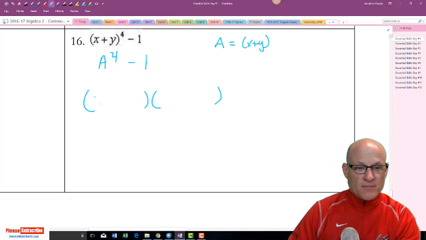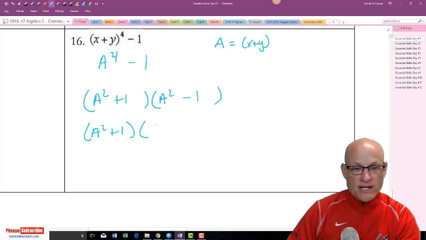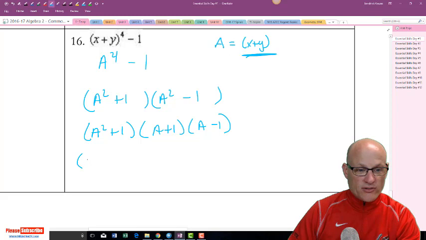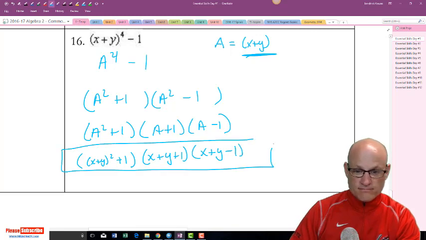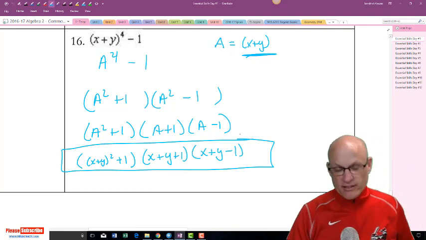So A to the fourth, right? So we're going to do A squared plus 1, A squared minus 1. Okay, but this A squared minus 1 can be factored. So this is A squared plus 1, A plus 1, A minus 1. So now let's sub back in our x plus y. So this is (x plus y) squared plus 1, this is x plus y plus 1, and this is x plus y minus 1. Yeah, I know, that's kind of tricky. That's it. That's the end of that.